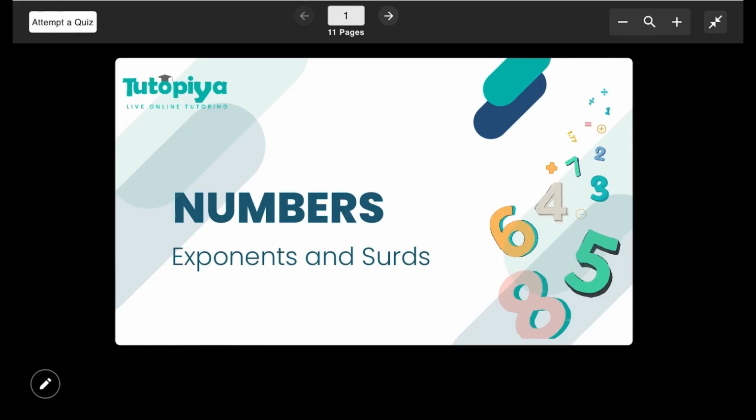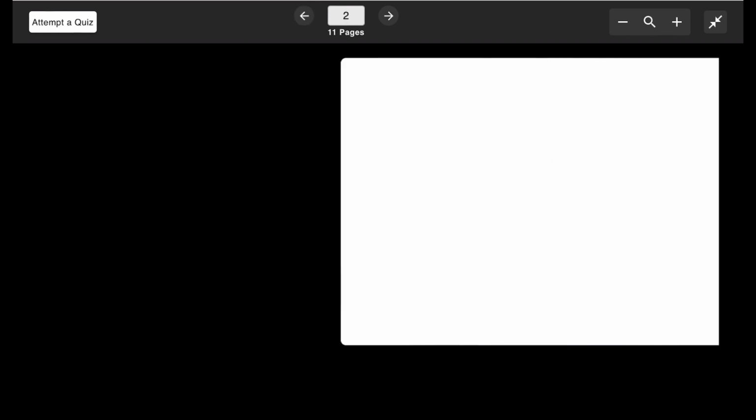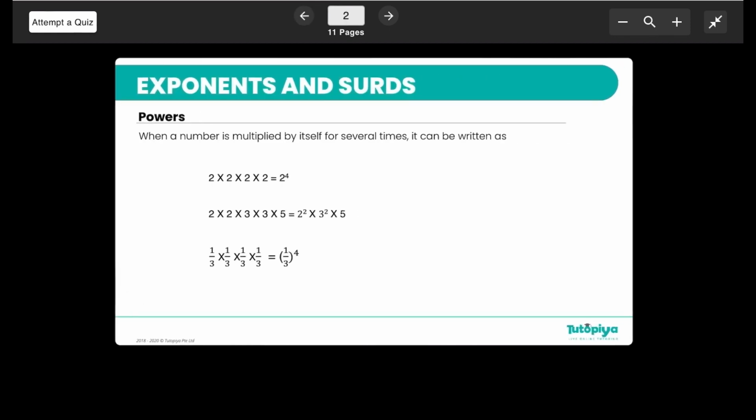Hello everyone, today we're focusing on Cambridge IGCSE Mathematics topic of number, subtopic of exponents and surds. So to begin with, we are looking at powers. Basically, when numbers are multiplied by each other a lot of times, it's difficult to write 2 times 2 times 2 times 2, for example. So instead of that, what you can simply do is write 2 to the power of 4, which means the same thing. It just means that 2 is being multiplied 4 times.